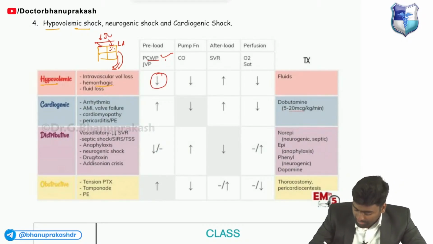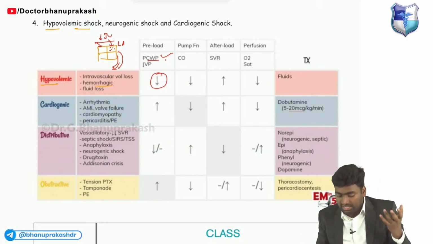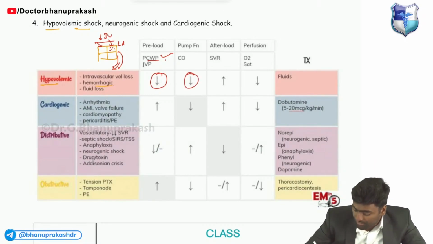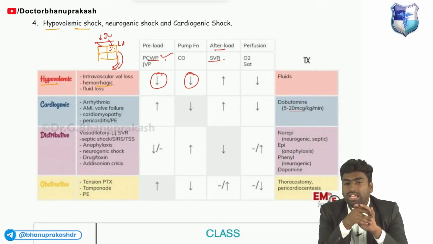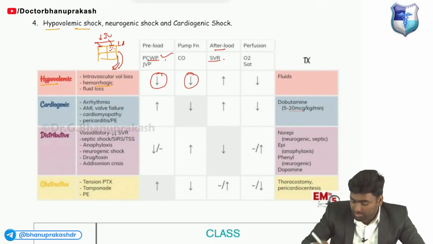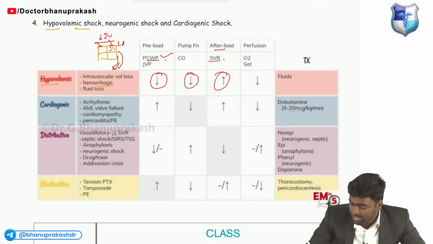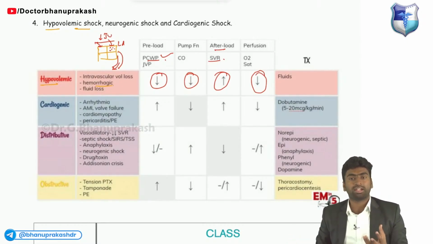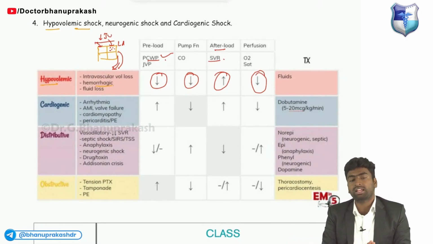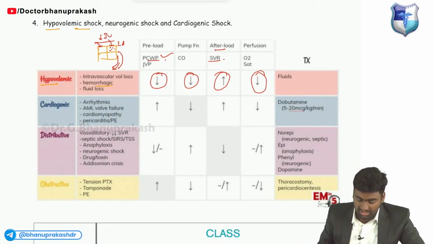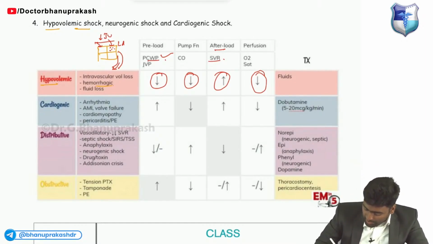If there is decreased volume going, obviously it will pump a decreased level of blood only, so the cardiac output will be decreased. But if you see the afterload, the systemic vascular resistance, because it needs to supply the vital organs, there will be an increased systemic vascular resistance, and there will be decreased oxygen saturation and decreased perfusion to most of the organs. Because there is less blood, less blood will go. If there is less blood going, it will cause less saturation or a decrease in oxygen saturation. Okay, and next we see cardiogenic shock.